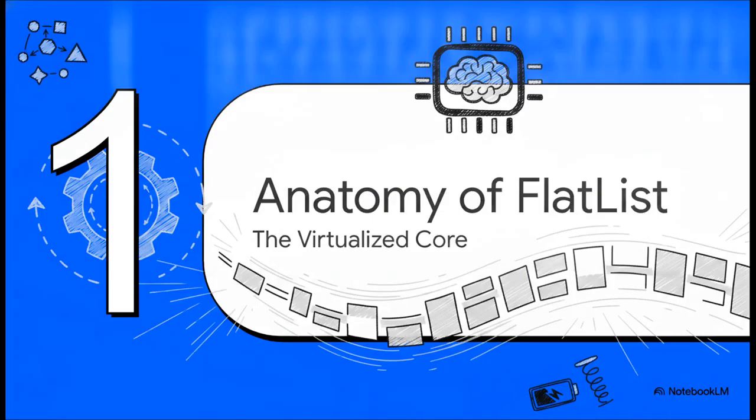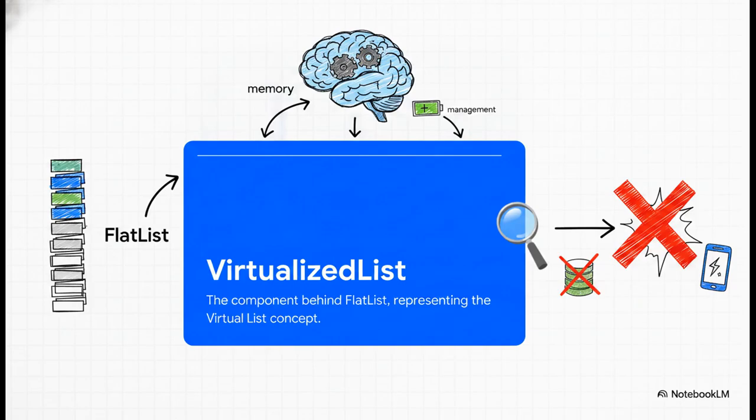All right, Section 1, the anatomy of FlatList, or understanding the virtualized core. So, to really fix these issues, we first have to look under the hood and understand the engine that makes a FlatList work without instantly crashing your app when you try to load, say, 10,000 items. The absolutely crucial point here is that FlatList is powered by something called VirtualizedList. This is basically React Native's take on the virtual list concept.